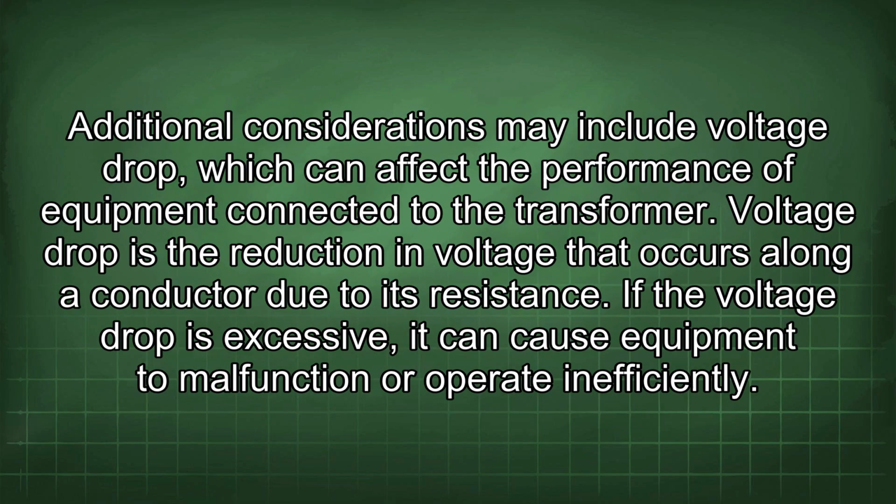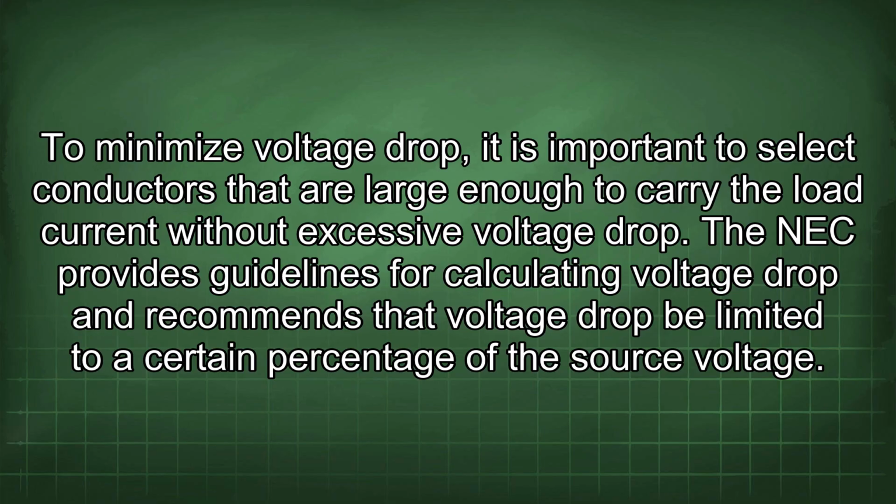Additional considerations may include voltage drop, which can affect the performance of equipment connected to the transformer. Voltage drop is the reduction in voltage that occurs along a conductor due to its resistance. If the voltage drop is excessive, it can cause equipment to malfunction or operate inefficiently. To minimize voltage drop, it is important to select conductors that are large enough to carry the load current without excessive voltage drop.